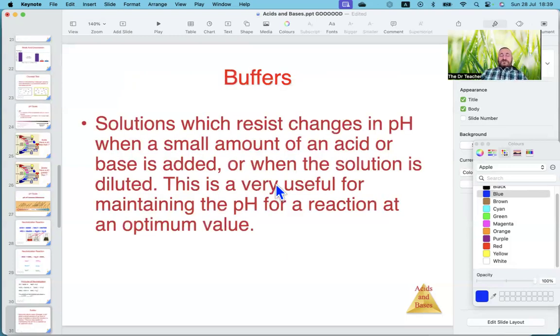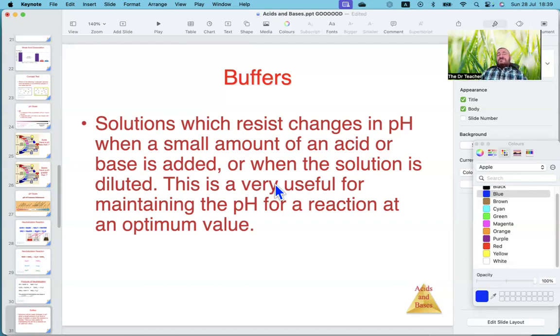We come to the buffer. The buffer solution resists changes in pH. So that's a buffer solution. It resists change in the pH when a small amount of acid or base is added. So if you add small amounts of acid or base, it will resist, so no change in the pH.